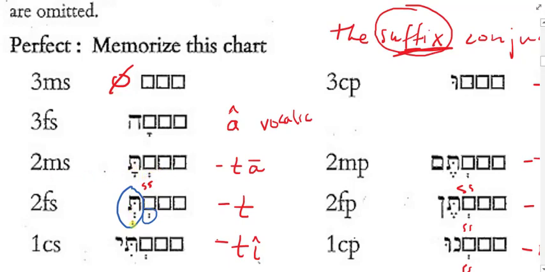If I have a tav with a silent shewa following root 3's silent shewa, then this is just going to be pronounced t, t. Okay? And that means you, feminine singular, did it. And then t on the end means I did it. And again, there's a silent shewa. So wherever root 3 has a shewa, the shewa is silent.